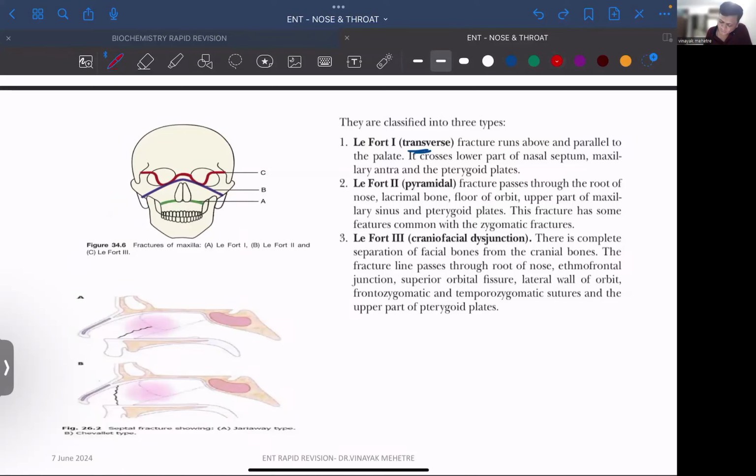You can easily remember by the mnemonic TPC. Sorry, I just missed the mnemonic. Mnemonic is TPC. Okay. TPC is the mnemonic.